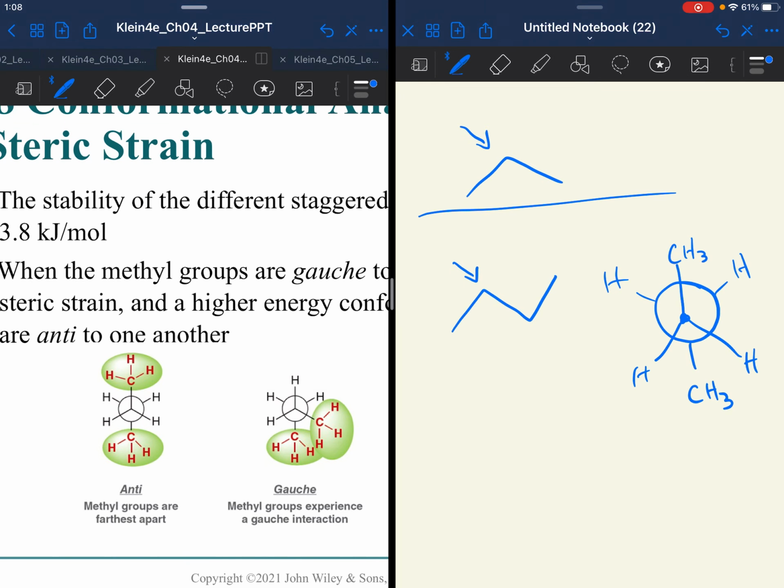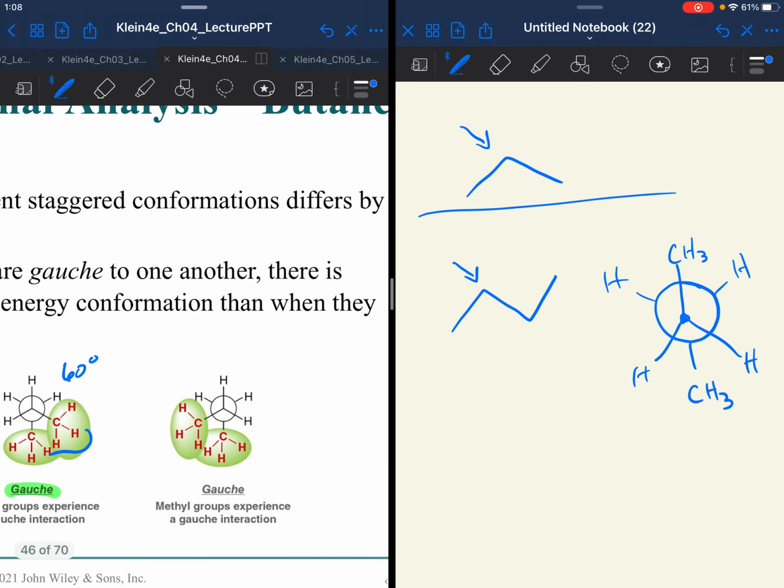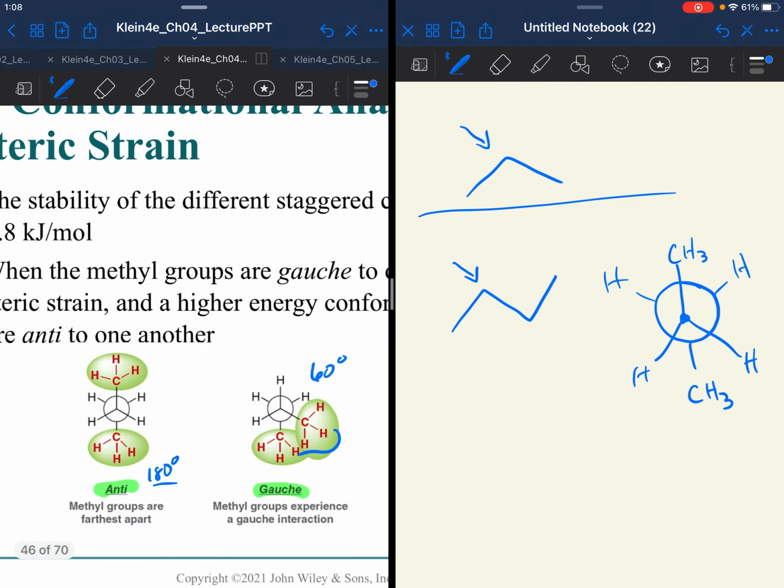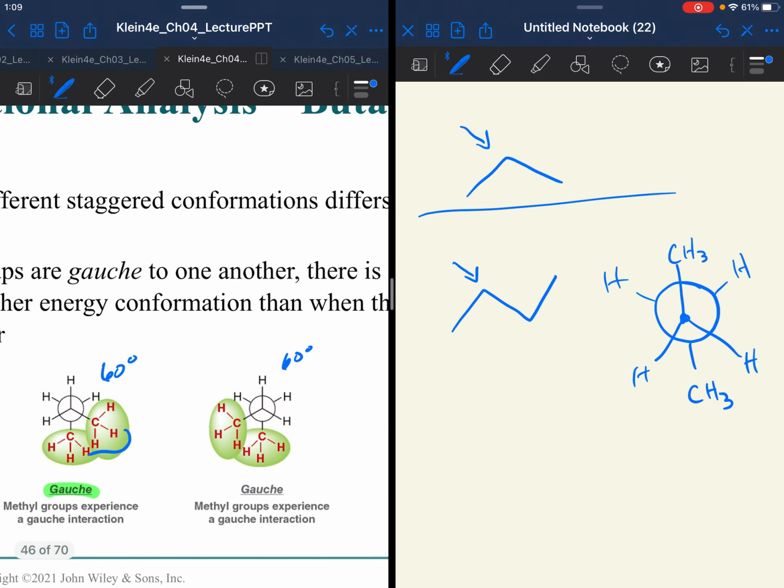The most stable, when the largest groups are farthest apart, is called the anti-position, right? The methyl groups are anti to one another. It is a 180 degree dihedral angle between the two highlighted groups. Gauche is also an important vocabulary word. It is still a staggered conformation, so it's still lower in energy, but it's not the best one. It is going to have that dihedral angle of 60 degrees between the two highlighted substituents there. There are two gauche positions. If we rotate that methyl group all the way around, there is one anti-position, two gauche positions.